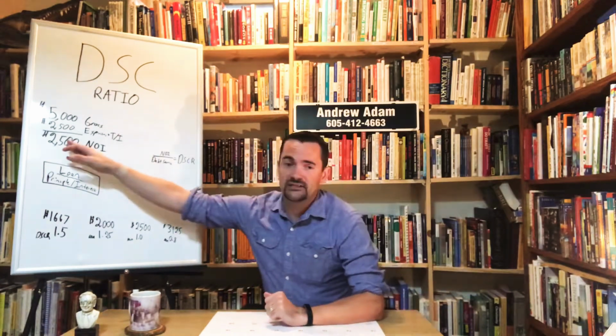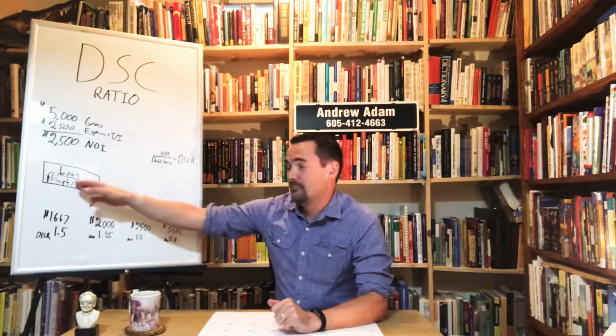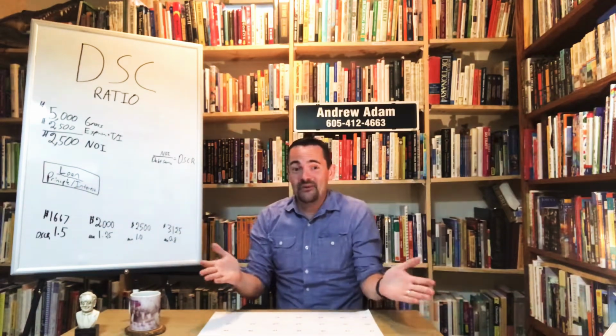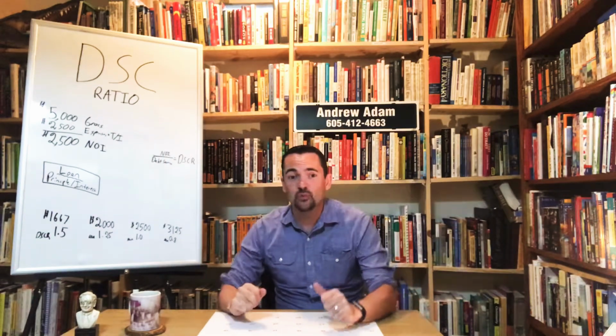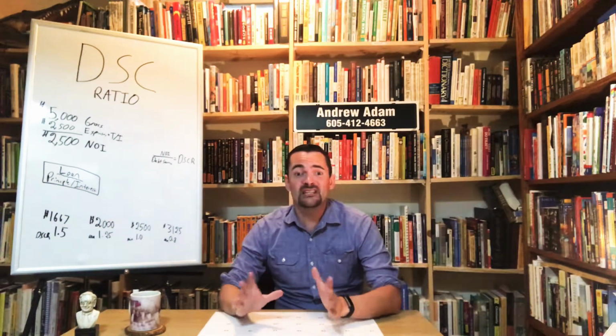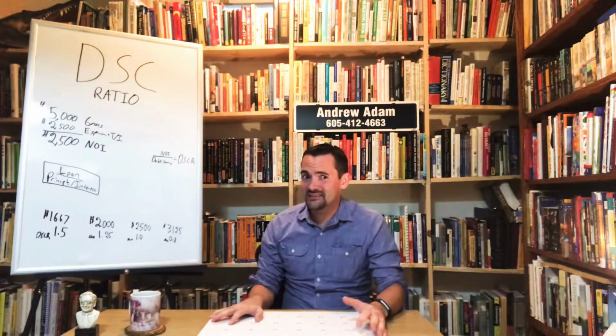Let's say it's $2,500 to pay the mortgage, the principal and interest, and that's what we were getting for the net operating income. All right, 2,500 divided by 2,500 is 1. It's a 1-to-1 ratio, guys. That means it's break even. You don't really want that property, right?